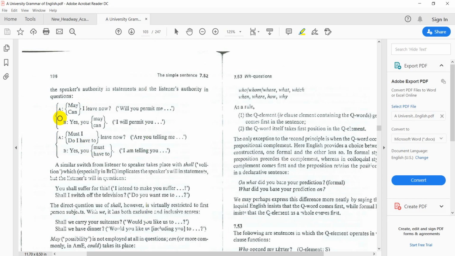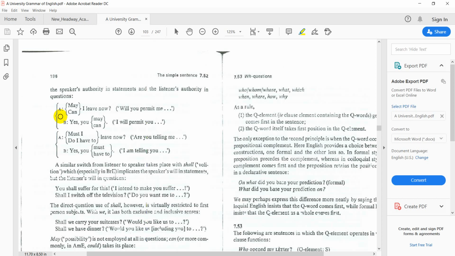So let's have a look at what is said here. May and can, when we use them for permission. Now see, the listener is going to ask the speaker permission. May I leave now? Can I leave now? See, it is in the form of a question. It means, will you permit me to leave now? Will you allow me to leave now?